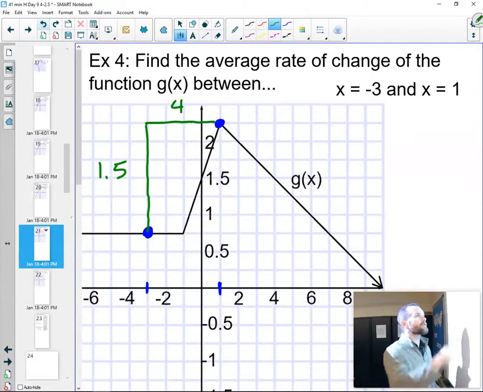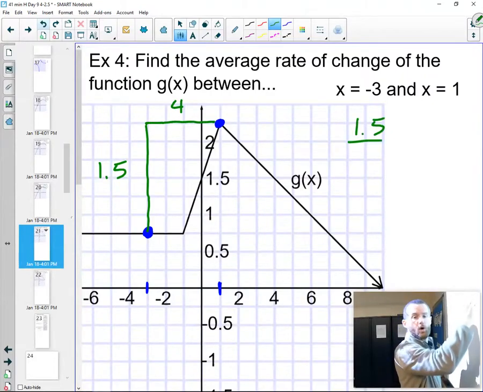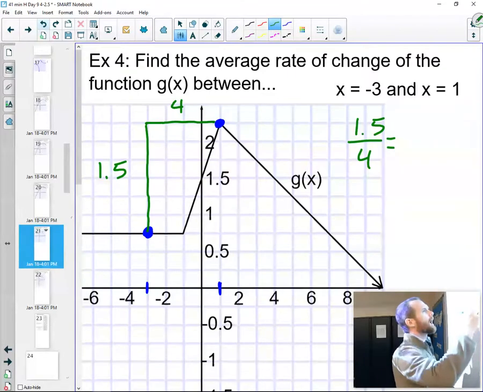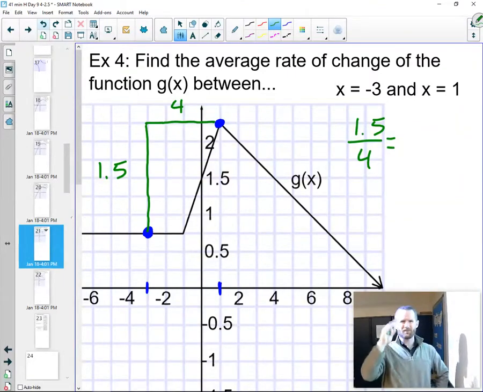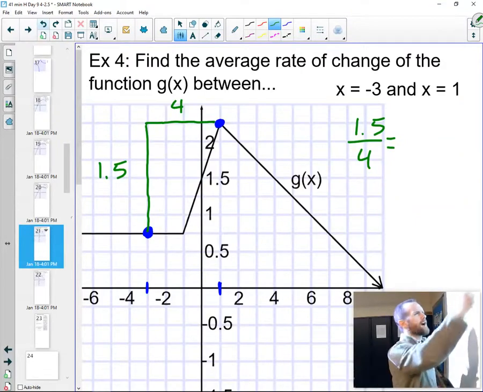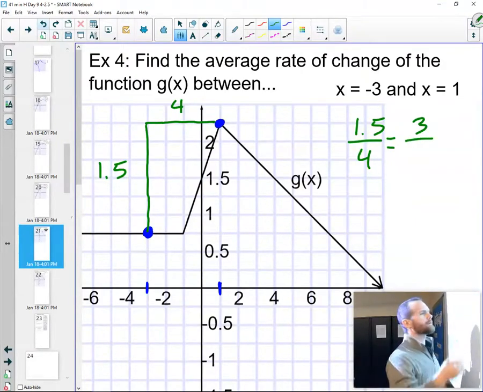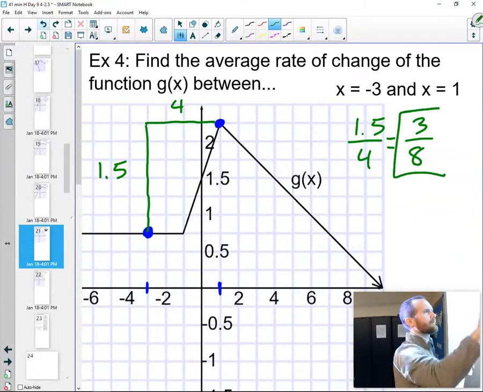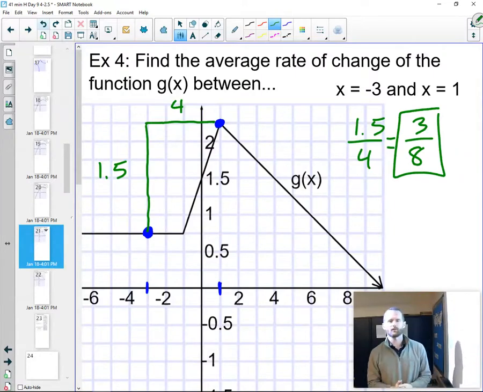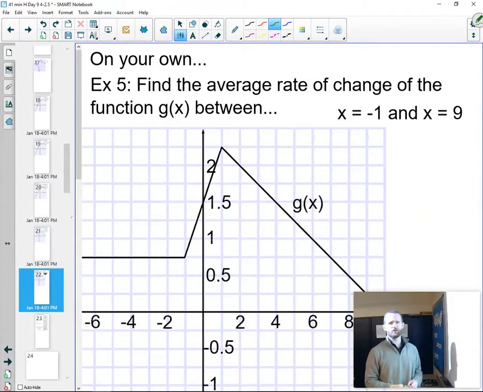Now we just write it as rise over run: 1.5 over 4. I don't like having that decimal in the fraction, so to get rid of that, I'm going to double this. Because if I double 1.5, we get 3, and double the denominator, and we get 8. I think that's a much nicer way to have our answer written, 3/8. Just one more to go, and I want you to try it on your own.